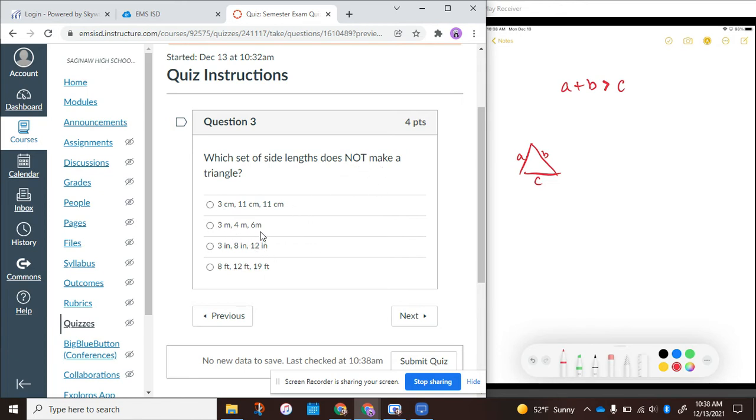Up next, 3, 4, and 6. 3 plus 4 is 7. 7 is more than 6. So that one's not going to be our answer choice. 3 plus 8, our two smallest ones. 3 plus 8 is 11. 11 is not more than 12. So that one right there would not make a triangle. Go ahead and check your last answer just to be sure. 8 plus 12 is 20. 20 is more than 19. So it's going to be this one right here. All right, 3, 8, and 12, that could not be a triangle. That one's going to be our answer.